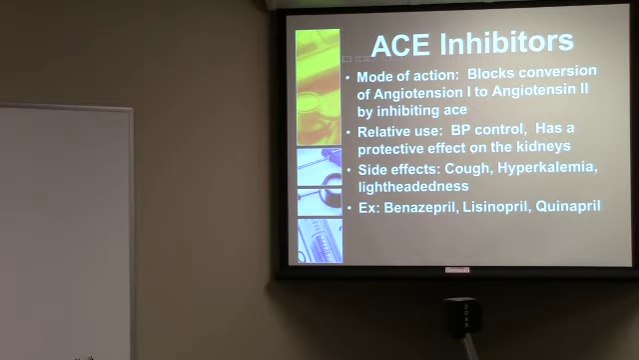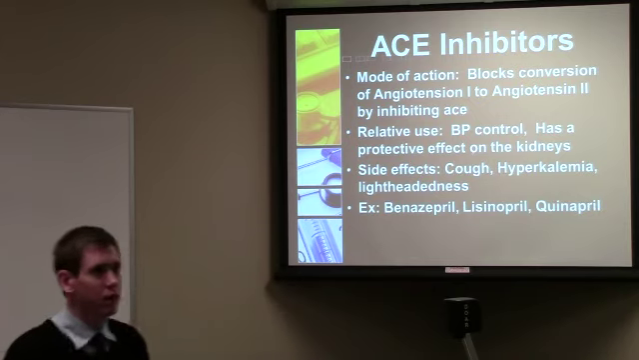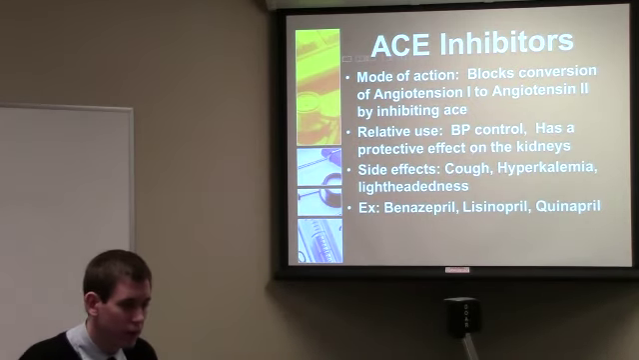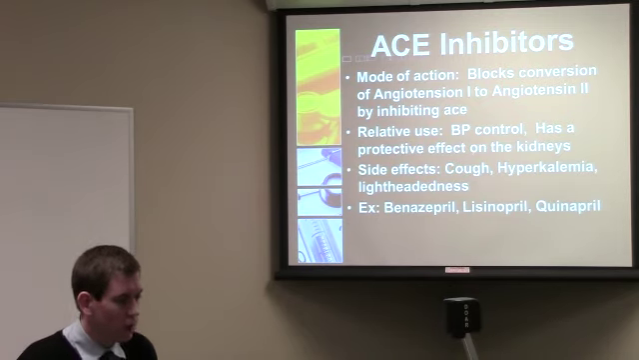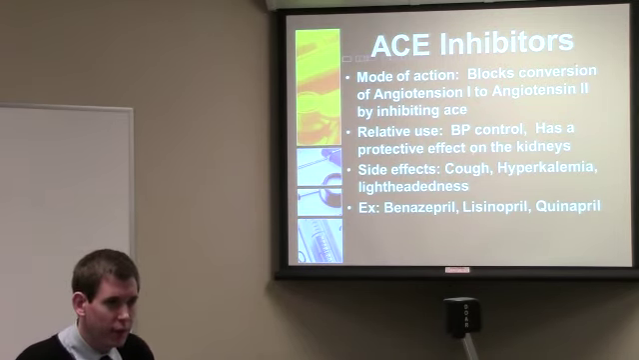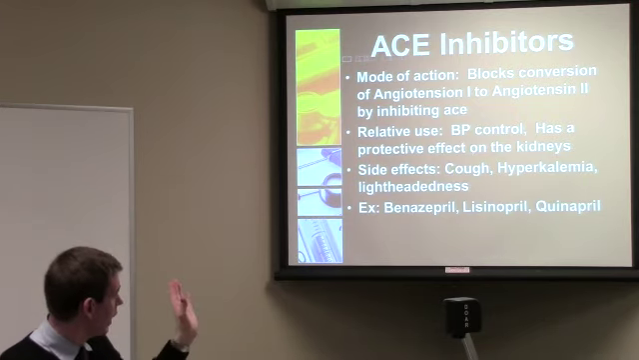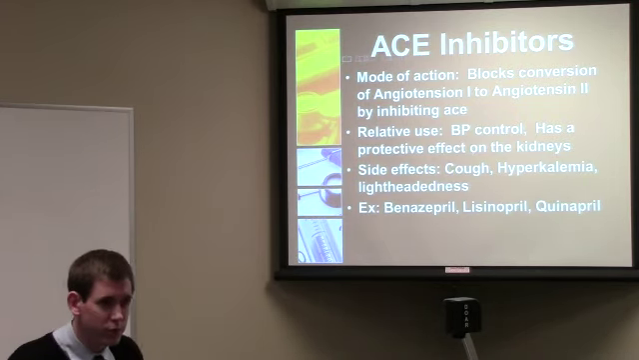This is something you really need to be aware of: ACE inhibitors can cause a dry, hacky cough. If the patient develops this dry, hacky cough, it's not going to go away. If we put a patient on an antihypertensive medication and they become lethargic, usually that will wear off after a couple of weeks. If we put a patient on an ACE inhibitor and they develop this dry, hacky cough, that's not going to wear off. They will have that dry, hacky cough.